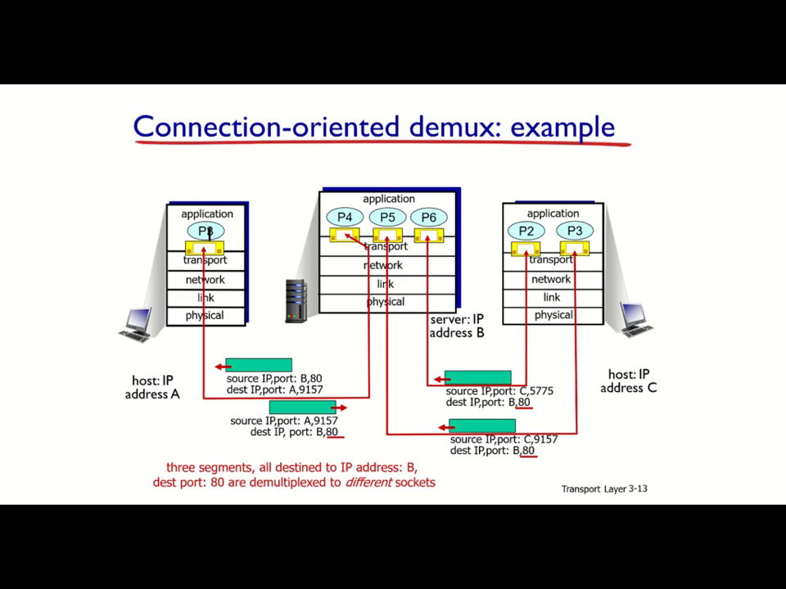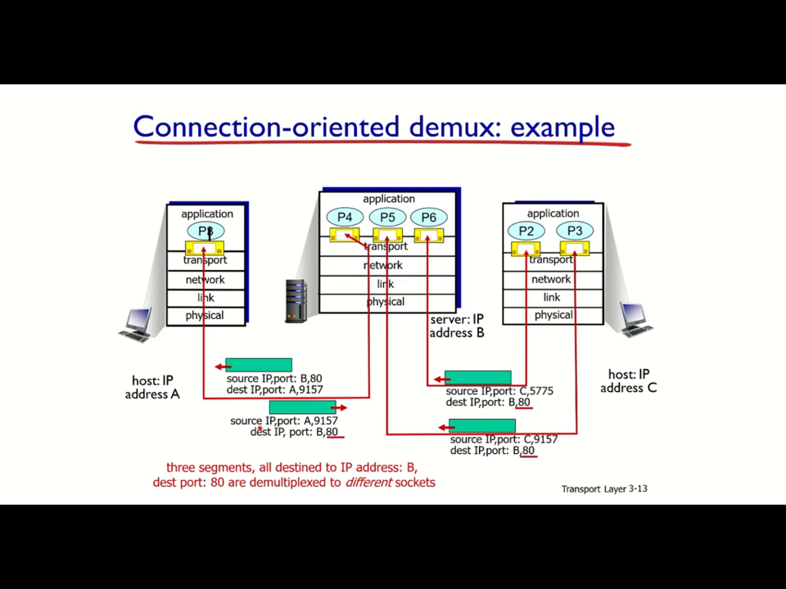So let's consider an example of the message which is transferred between host A and host B. Let's consider the message that is sent by P1 and is received by P4. Here is the 4 tuple specifying the details of source and destination in this connection.